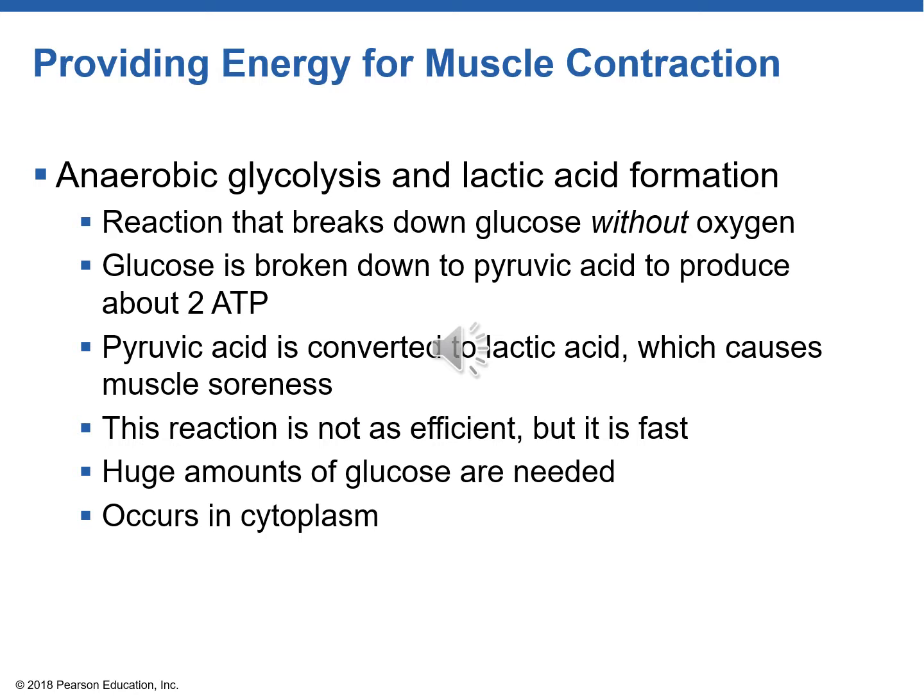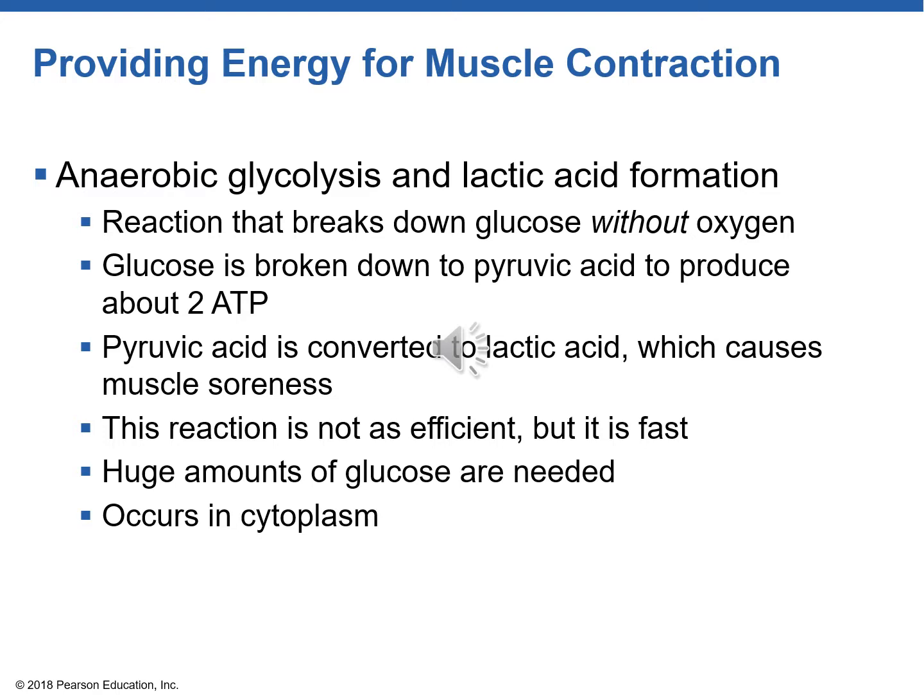Okay, so anaerobic metabolism. Ana means no, and aerobic refers to oxygen. So no oxygen, we're going to have anaerobic glycolysis and the formation of lactic acid. This reaction breaks glucose down without the presence of oxygen. Glucose is broken down into pyruvic acid and 2 measly ATP. That's all we're getting now from the glucose. The pyruvic acid is converted to lactic acid.